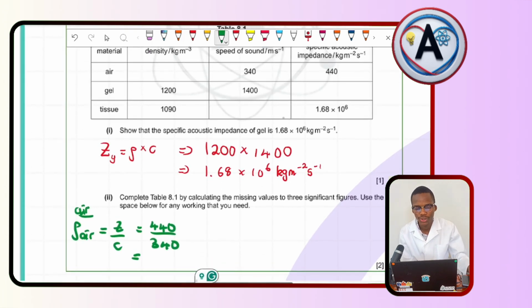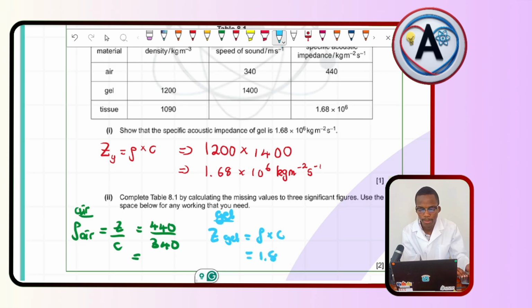Then if we move to gel, we've been asked for the acoustic impedance of gel, so the Z for gel is going to be equal to density times C, and we've already found it, which is 1.68 times 10 to the power of 6. Okay, and then what else do we have?